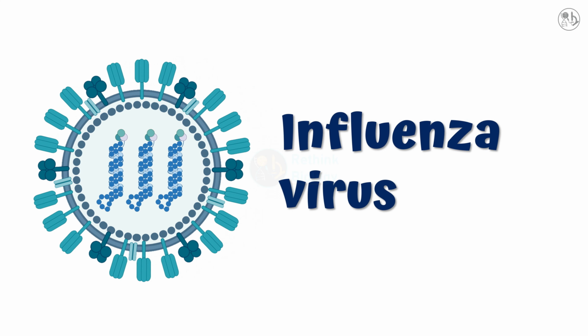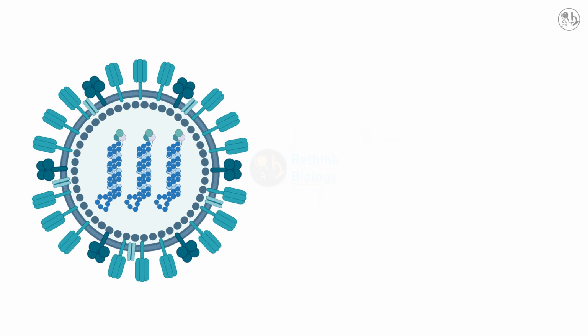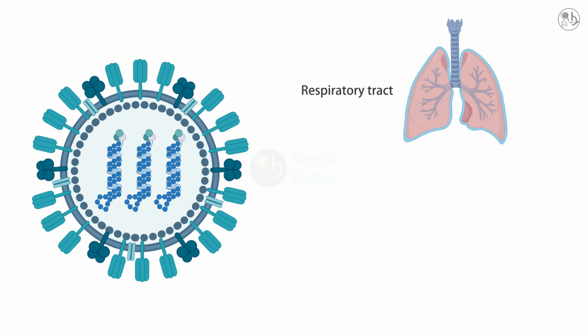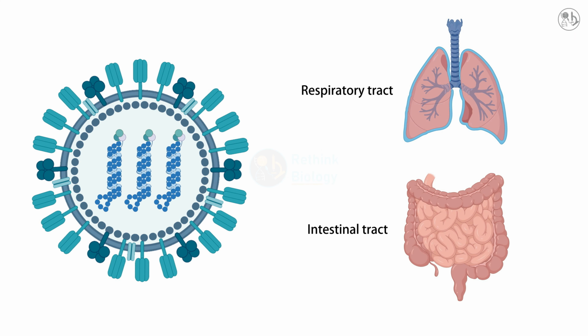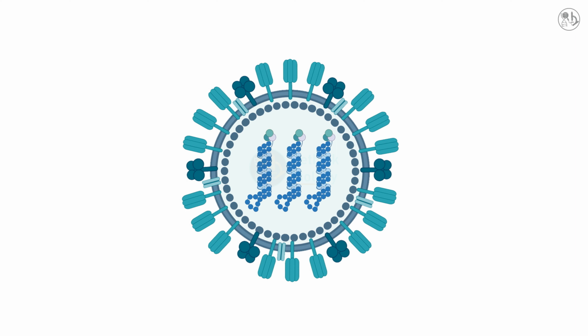Today's topic is the life cycle of the influenza virus. Influenza viruses are tiny particles that can infect the cells of the respiratory and intestinal tracts in humans and animals. They have a coat of proteins called hemagglutinin (HA) and neuraminidase (NA) that help them attach to the cell surface and escape from the cell after infection.